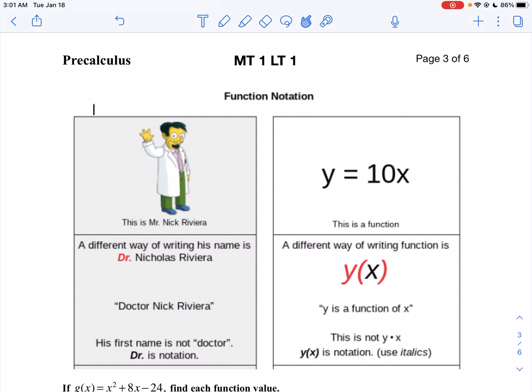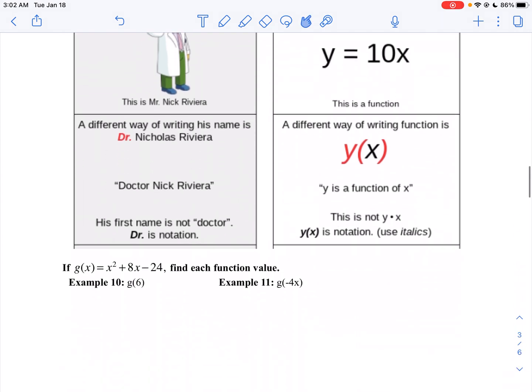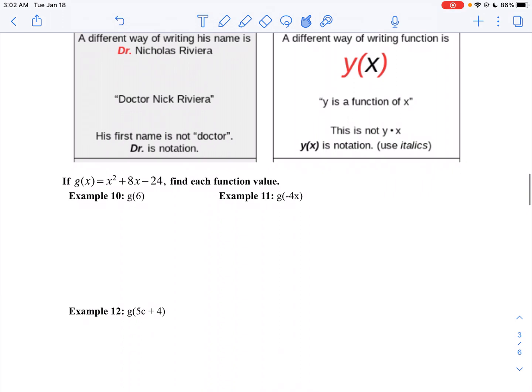Function notation is just a different way of writing your dependent variable. So instead of saying y, I'm going to say y of x. I say y is a function of x. I relate that to, take a look at this cartoon from The Simpsons. Here's Nick Riviera. Well, he's a doctor. So if I call him doctor, that's his notation. I'm not changing what he does or who he is. It's just the name.